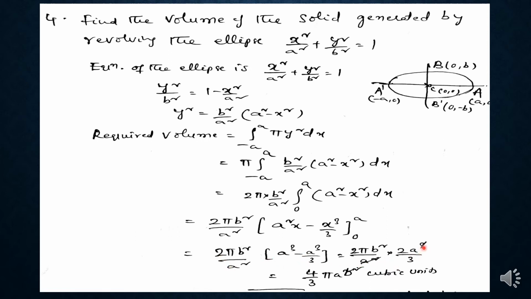Here a square gets cancelled. Then we will get 4 by 3 pi a b square cubic units. So this is the volume of the ellipsoid.